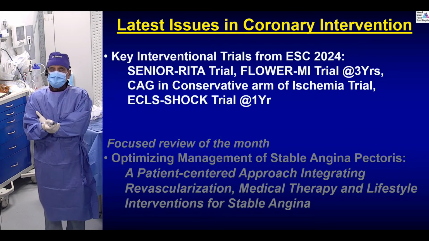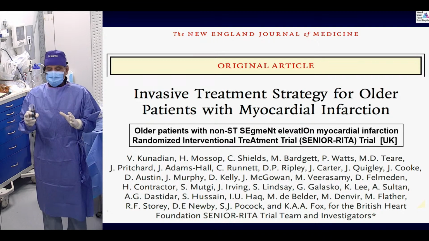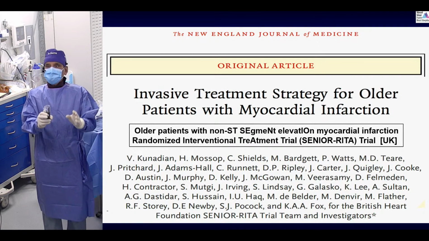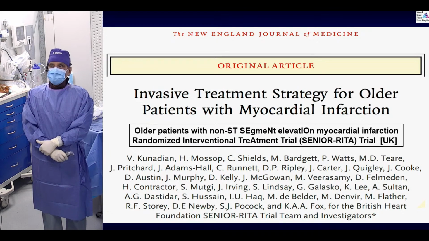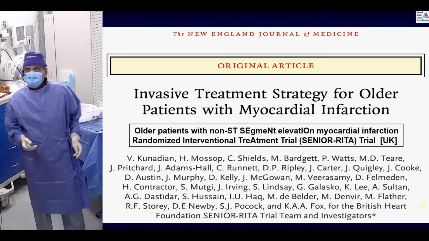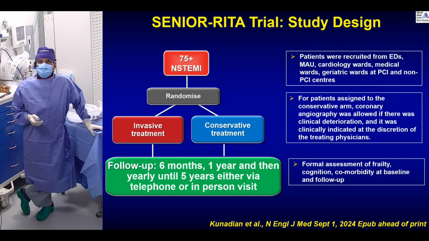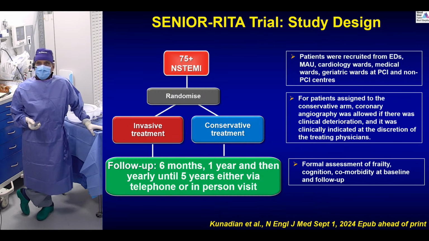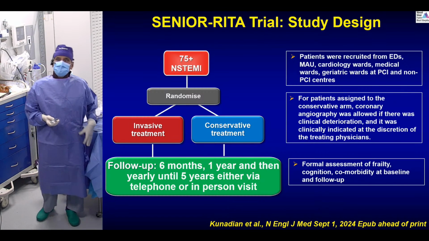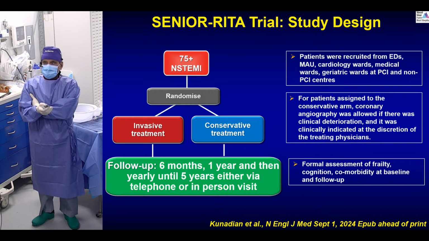So let's go quickly by the SENIOR-RITA trial. Basically, remember we know there have been trials like the FIRE trial that have shown that in older patients with STEMI, PCI is good. But what about non-STEMI? This is where the trial done in the UK, SENIOR-RITA, enrolled patients more than 75 years of age, randomized to invasive versus conservative treatment. And of course, in the conservative arm, if they are unstable, they can always undergo angiography. They have a follow-up of 1 year to 5 years, and an overall 4.2-year follow-up was presented.